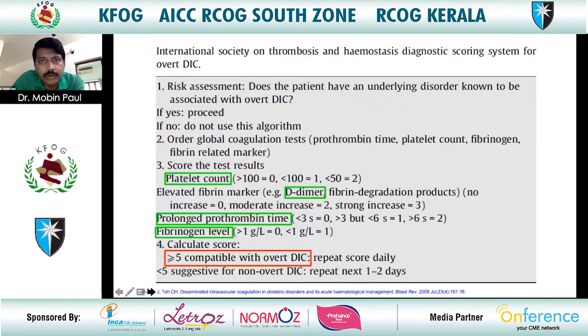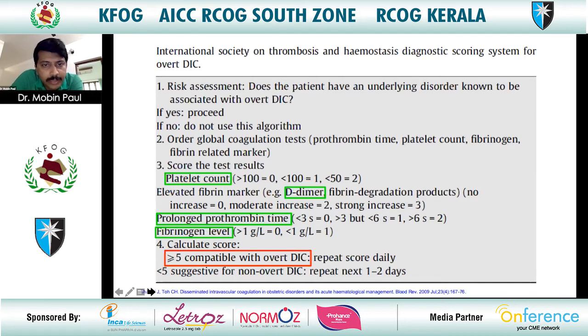So how do we do an algorithmic approach? This is the ISTH diagnostic scoring for overt DIC. It's simple. You need to know the platelet count. More than 1 lakh scores 0, less than 1 lakh scores 1, less than 50,000 scores 2. And almost all centers can easily do a D-dimer. The normal cutoff is around 500. With no increase, you give a score of 0. A moderate increase, like 500 to 1000, scores 2. A strong increase, take it as 3. You have to understand that in pregnancy D-dimer will be a little elevated compared to the normal population.